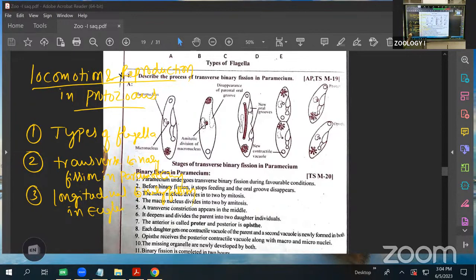The last one is types of pseudopodia. Out of these 4, one will be compulsory in the exam. That's why I already completed the types of flagella. The 5 types are tichonematic, pantonematic, acronematic, pantacronematic, and anematic. Next we are going to discuss the transverse binary fission in paramecium. Clear?